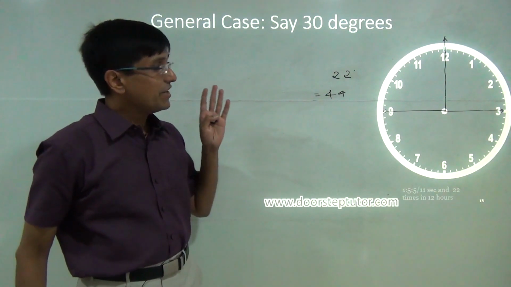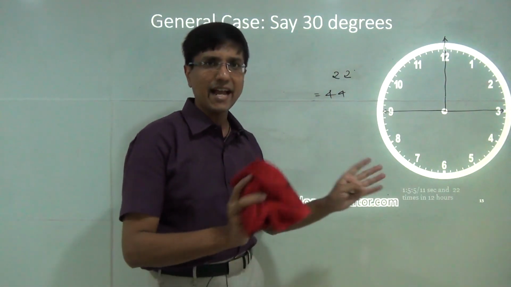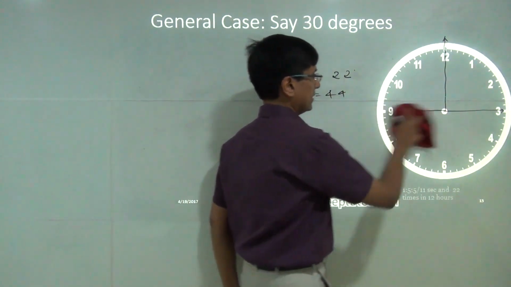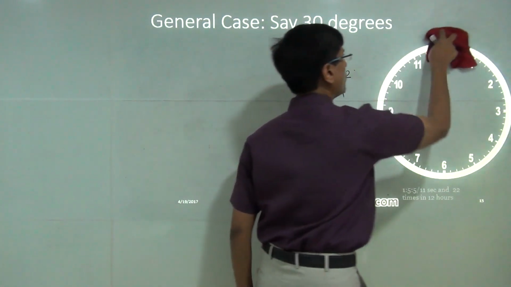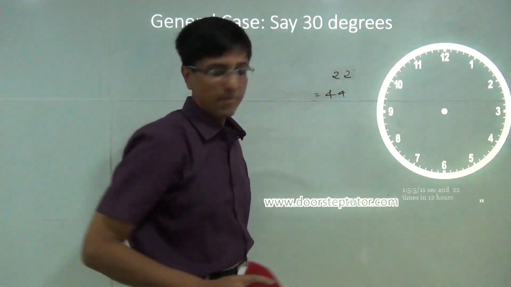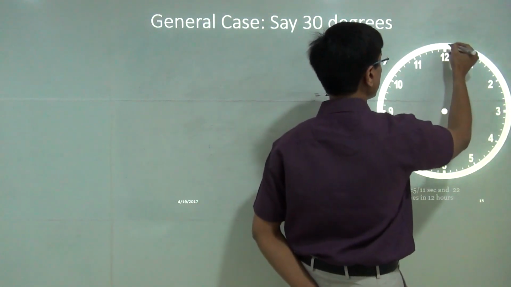Okay. Can we generalize this? Can we generally say that for any angle, let's say 30 degrees, there would be 22 such positions? Yes, we can generalize that. And how do we do that? How do we use the math that we have learned so far to prove that? We can do it very simply.